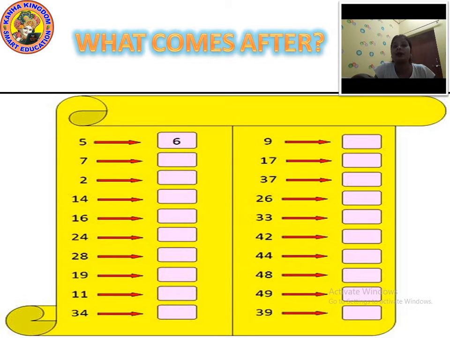Now the next number is 19. So let's count to find out what comes after 19. So let's start counting from 11. 11, 12, 13, 14, 15, 16, 17, 18, 19, 20. Right? So we will write here 20. 20 comes after 19.